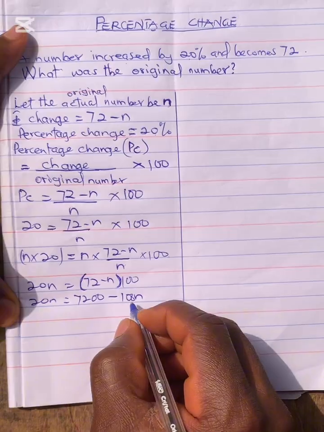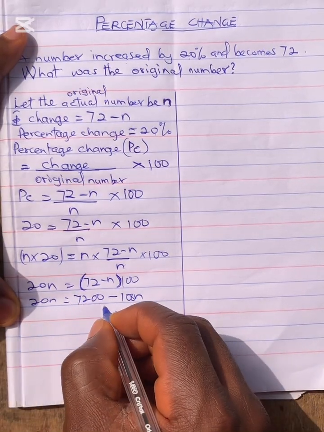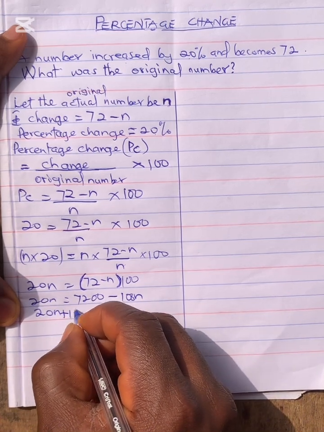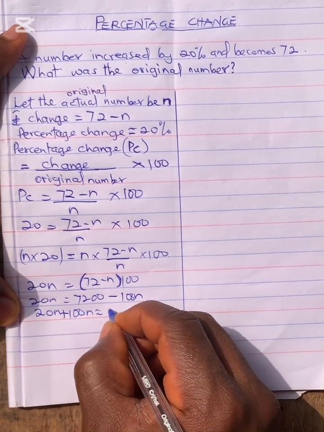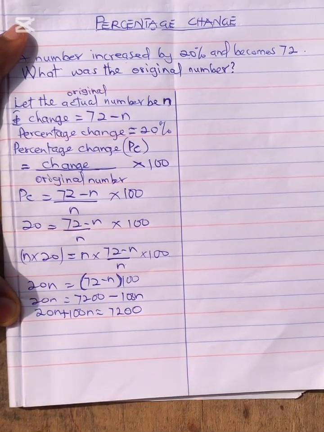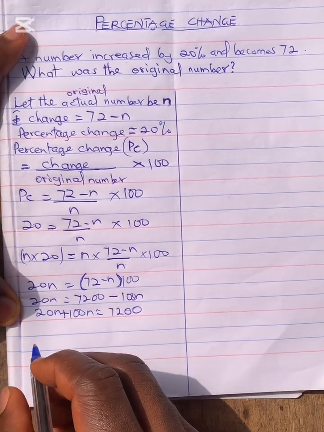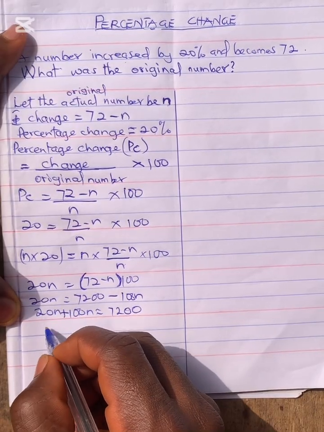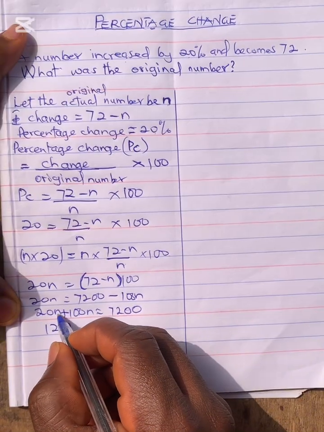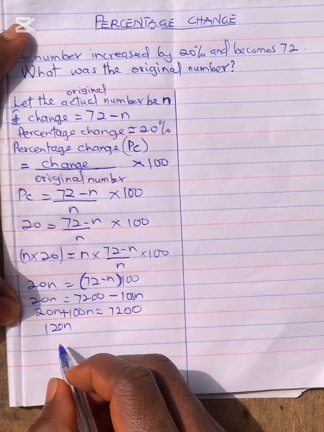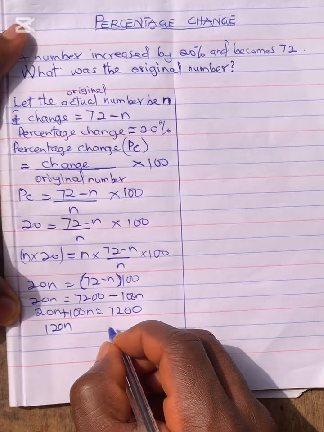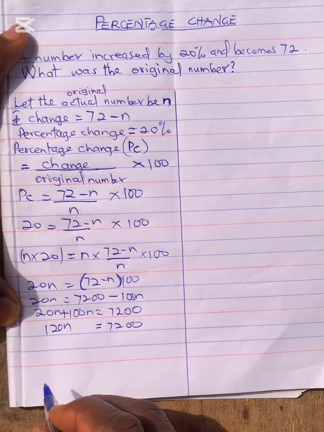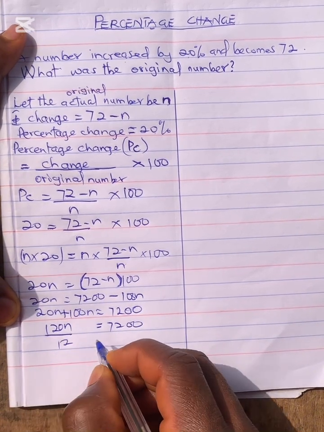So we get 20N plus 100N equals 7200. Now 100 plus 20 is 120. So we get 120N equals 7200. You have to just divide both sides by 120.